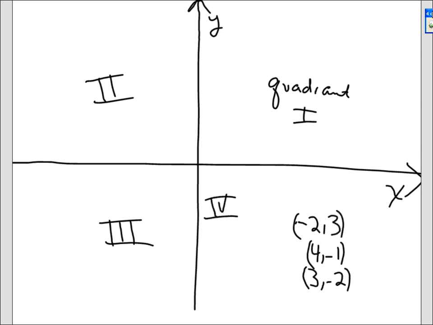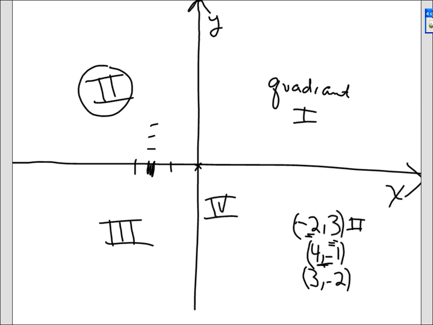(-2, 3). The x is -2. You start at the origin, you go 2 to the left. I meant to only go 2, excuse me. And then you go up 3. 1, 2, 3. I'm in quadrant 2. This is in quadrant 2.